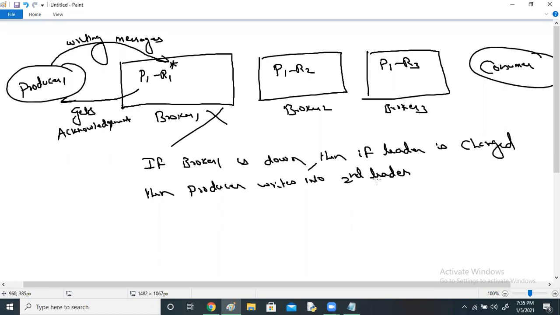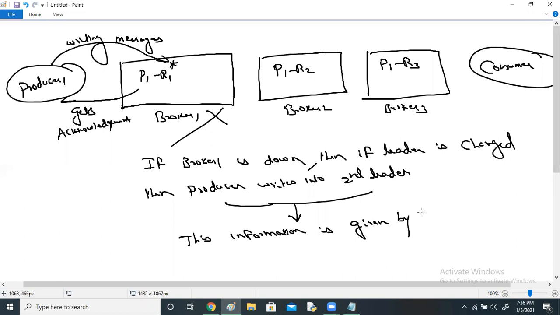Producer writes into second leader, then who gives this information? How will the producer come to know, and how is all this maintained? This information is given by whom? Zookeeper. How the producer is writing into the second broker, how it comes to know all this information, is given by Zookeeper.